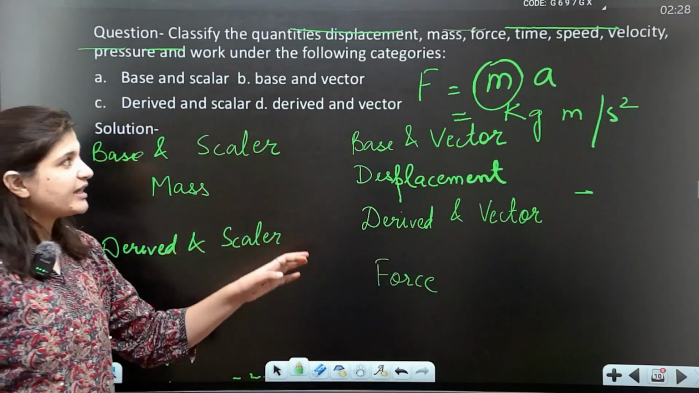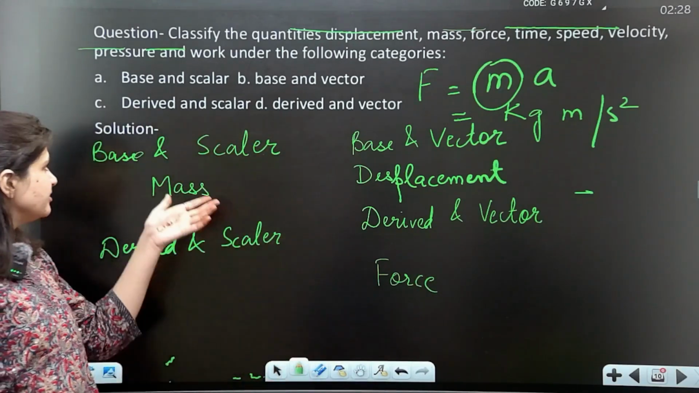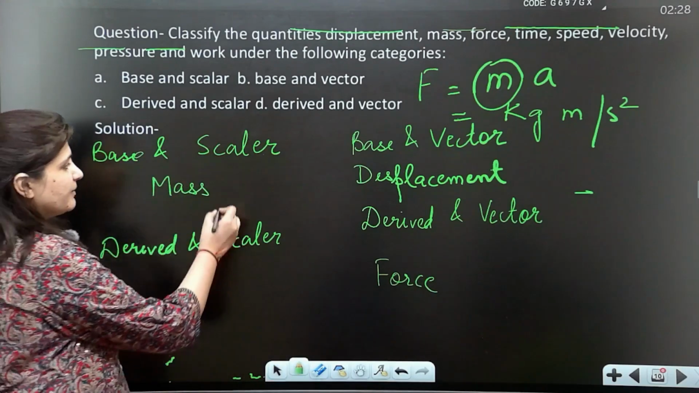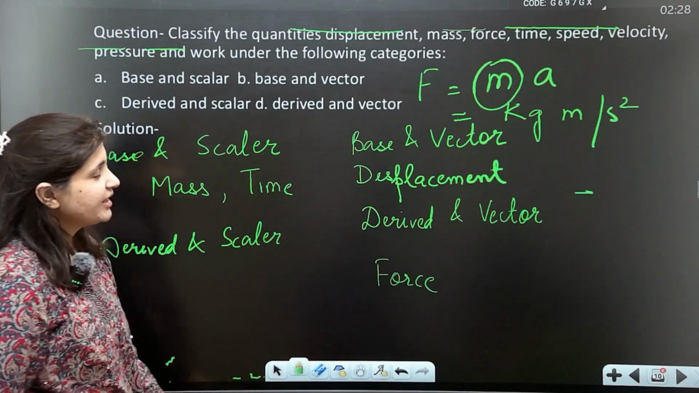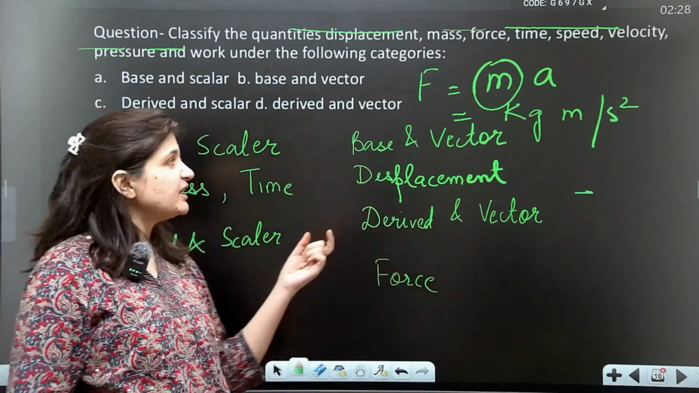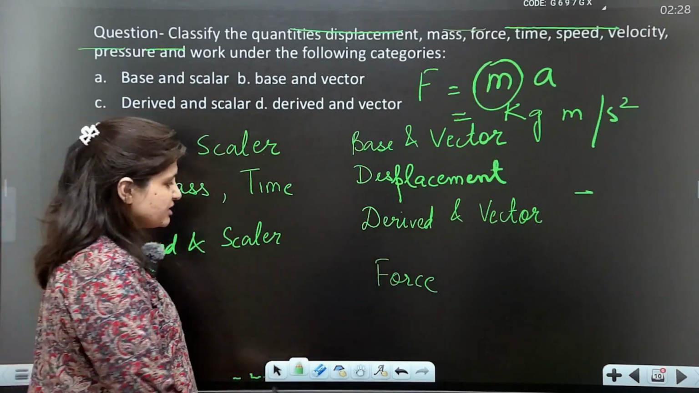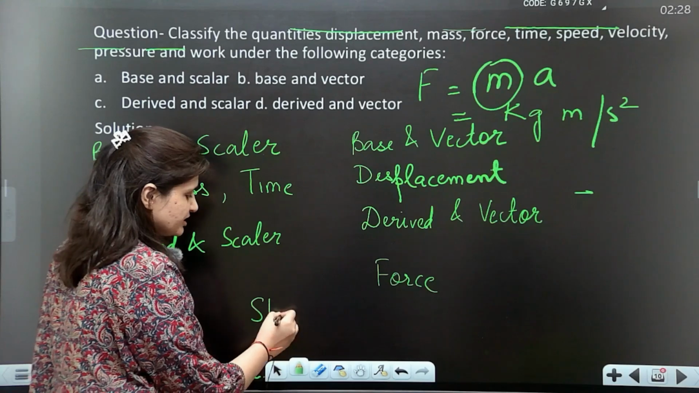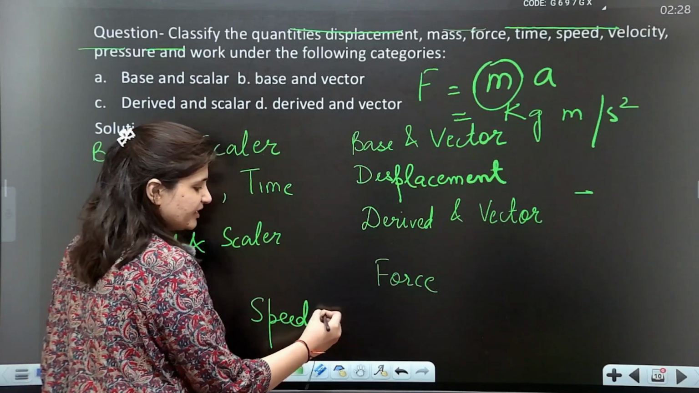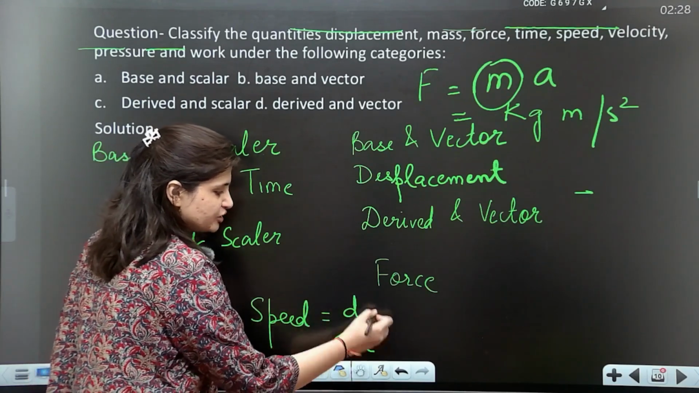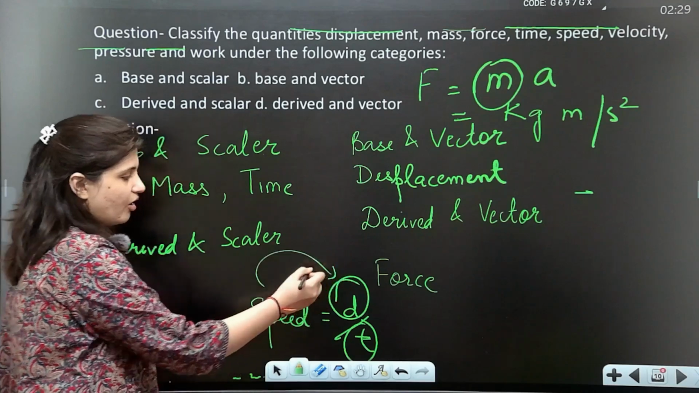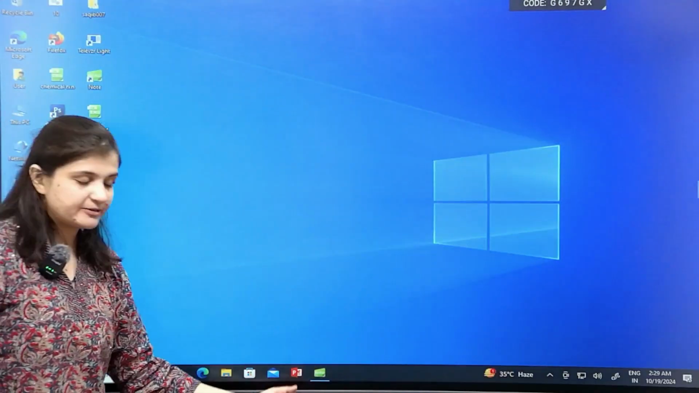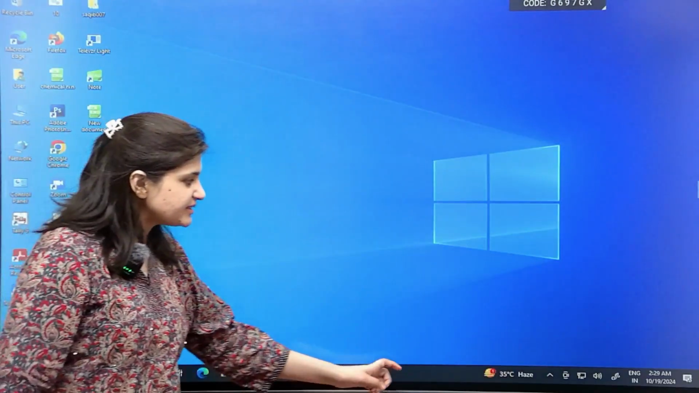Then comes time. Time is also base and scalar. It is a base quantity and it has no direction. Then speed. What is speed? Speed is distance covered per unit time taken. So distance is length and time. So it is a dependent quantity.